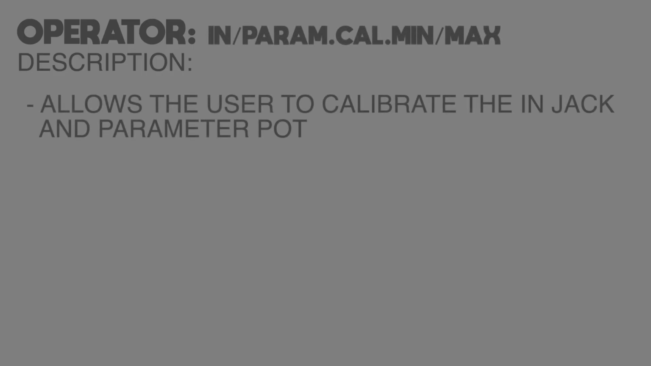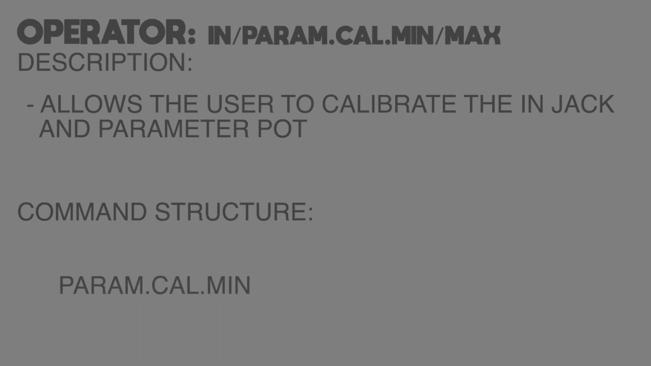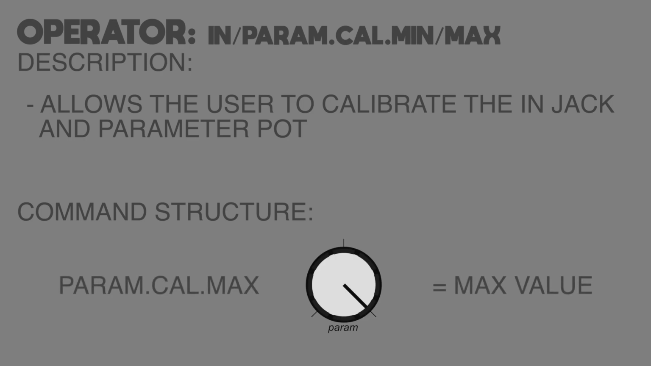The .CAL.MIN and MAX ops allow us to calibrate the in-jack and the parameter pot. The format for these ops are as follows. To set the minimum values, you would use in.CAL.MIN and param.CAL.MIN, and for the maximum, in.CAL.MAX and param.CAL.MAX. So as an example, if the param.CAL.MIN op is executed, the position that the pot is currently at will be set to 0. And when the param.CAL.MAX op is executed, the current position of the pot will be updated to the maximum value of the currently set scale, which by default is 16,383, but could be whatever has been set using the in or param.scale op.